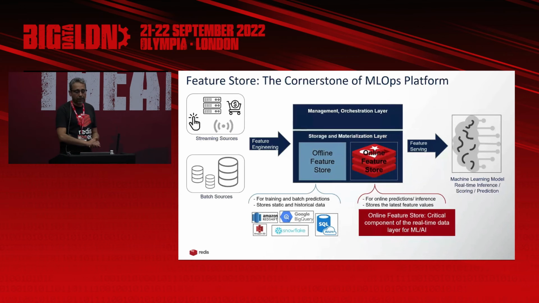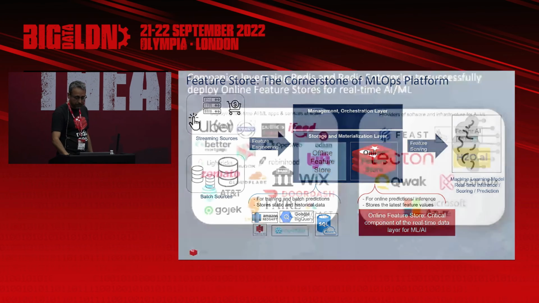And you have multiple options available there for training and batch for the offline feature store. Like you have Amazon Redshift, you can use Google BigQuery, you can use Snowflake there. And for the online feature store, you can use Redis for that.